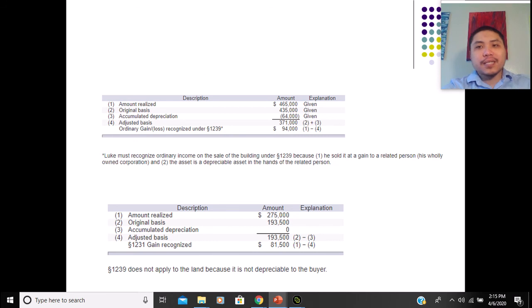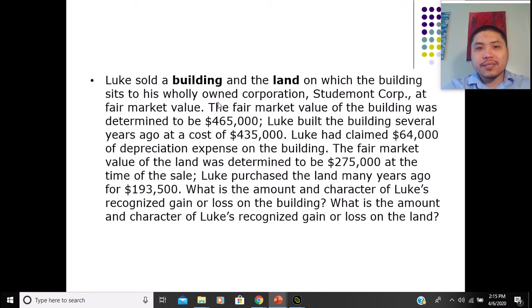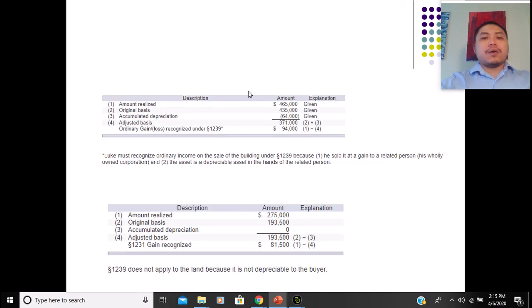Because in this case, he is selling the whole thing to a corporation that is owned 100% by him, so definitely this is a related party transaction. Because of that, under section 1239, the whole amount of $94,000 is going to be treated as ordinary income, and taxed at the ordinary rate.